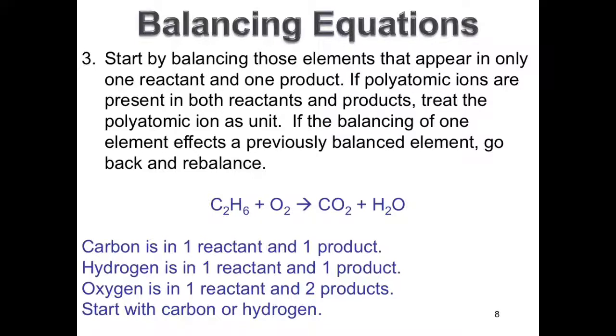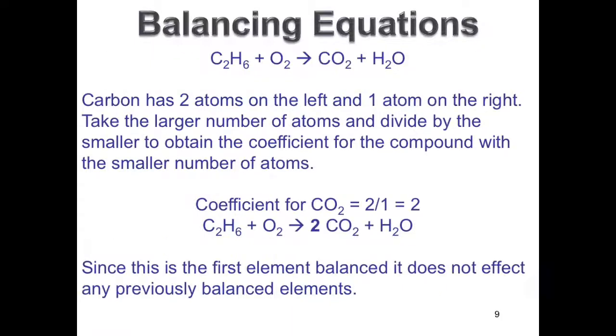If polyatomic ions are present in both the reactants and the products, treat the polyatomic ion as a unit. This will make balancing easier. If the effect of balancing one element makes a previous element unbalanced, just go back and rebalance.